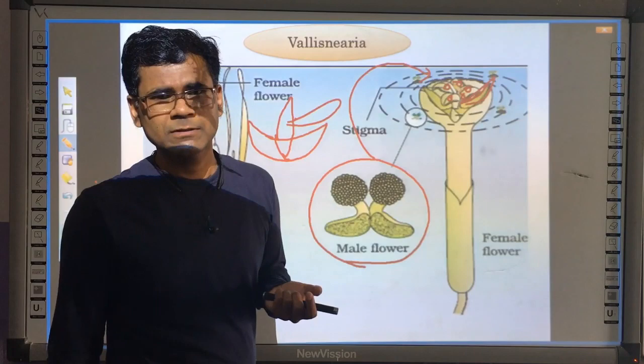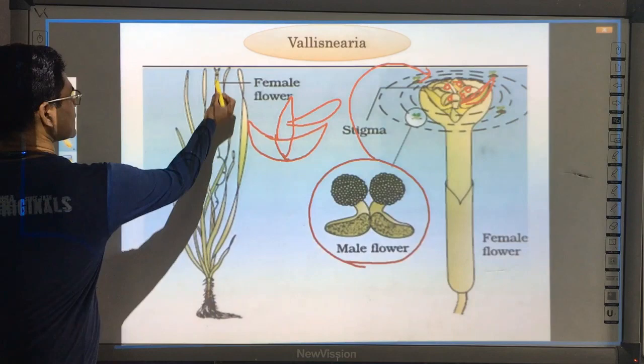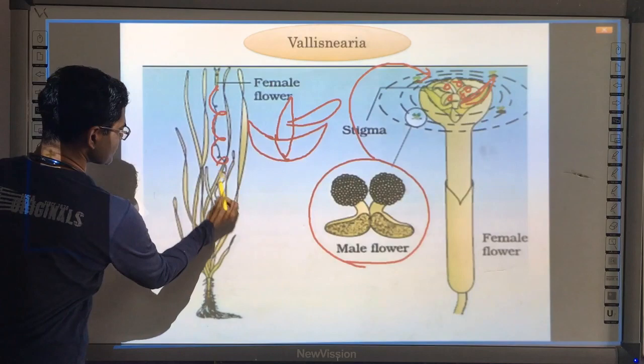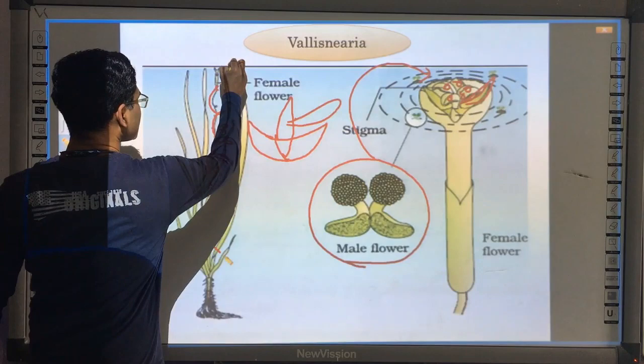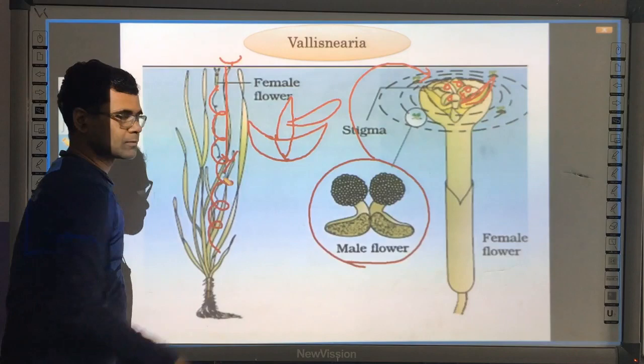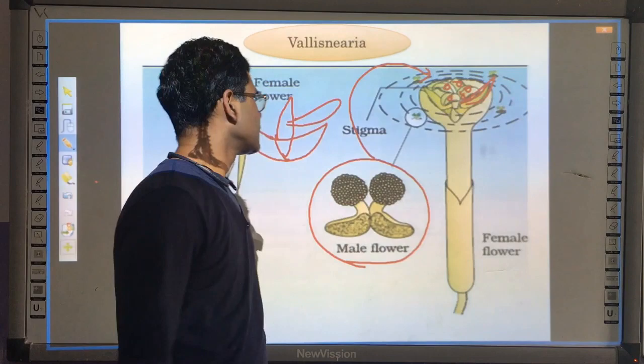Once the fertilization is over, this female flower starts coiling itself, and due to this coiling, the female flower, which is exposed on the surface, is pulled down due to the tendril formation. Okay, so that is the mechanism of Vallisneria.